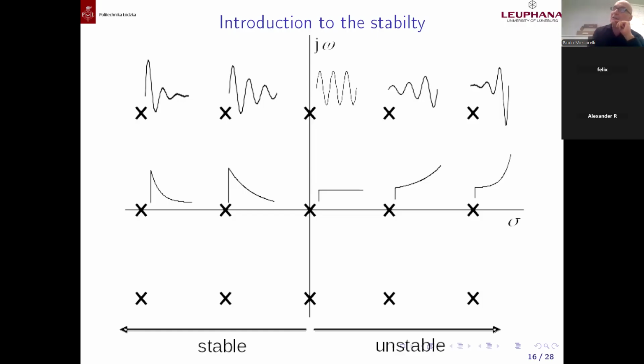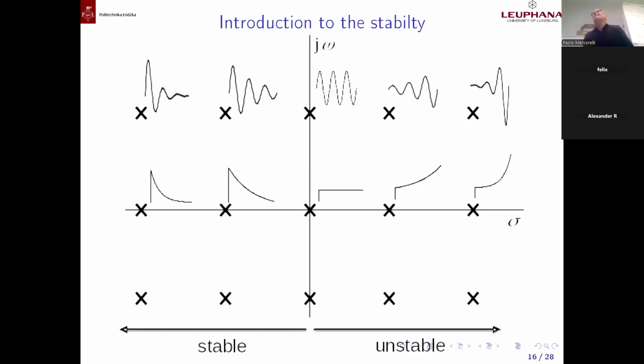On the right part of the imaginary axis, we have an unstable behavior with or without oscillation, with the same concept. If j omega is not zero, we have oscillations, of course unstable, because the real part of the eigenvalue is positive. If omega is equal to 0, in this case we have an unstable situation, but without oscillation.